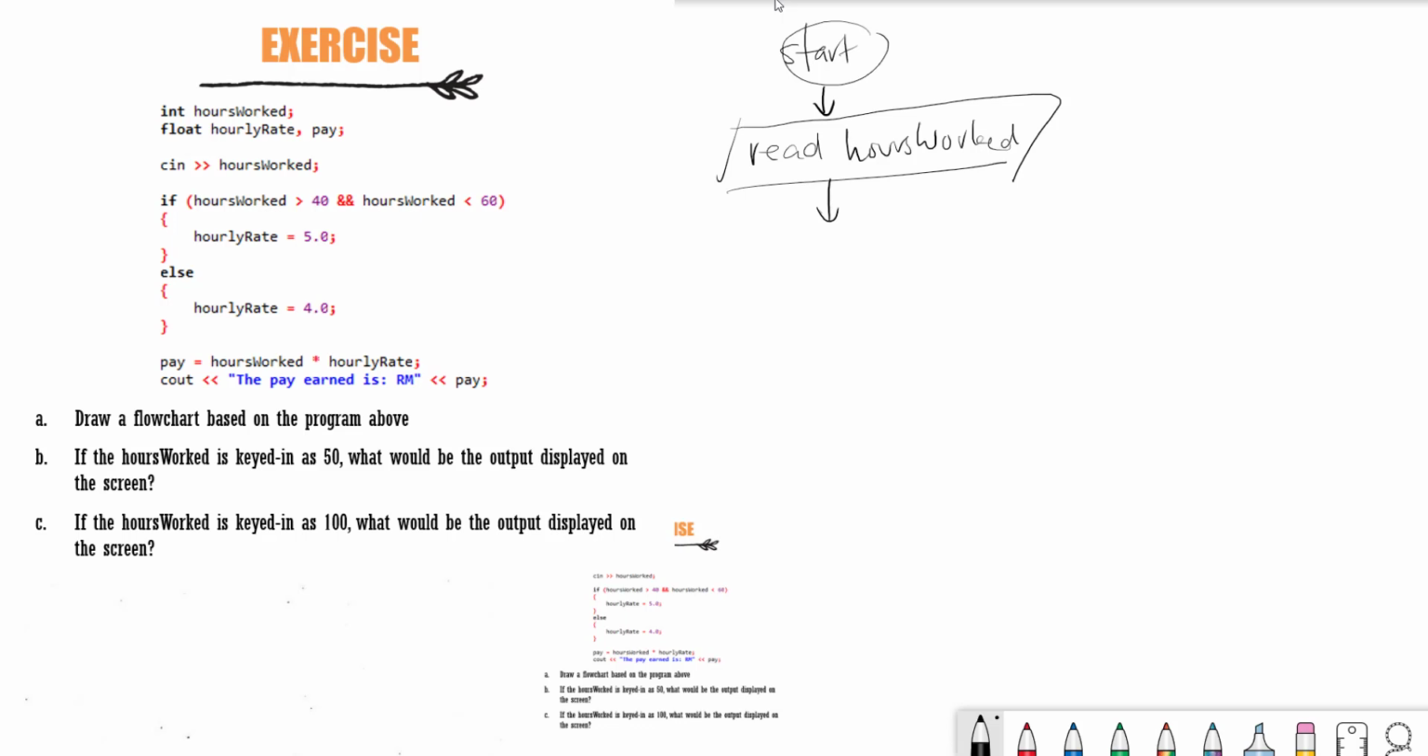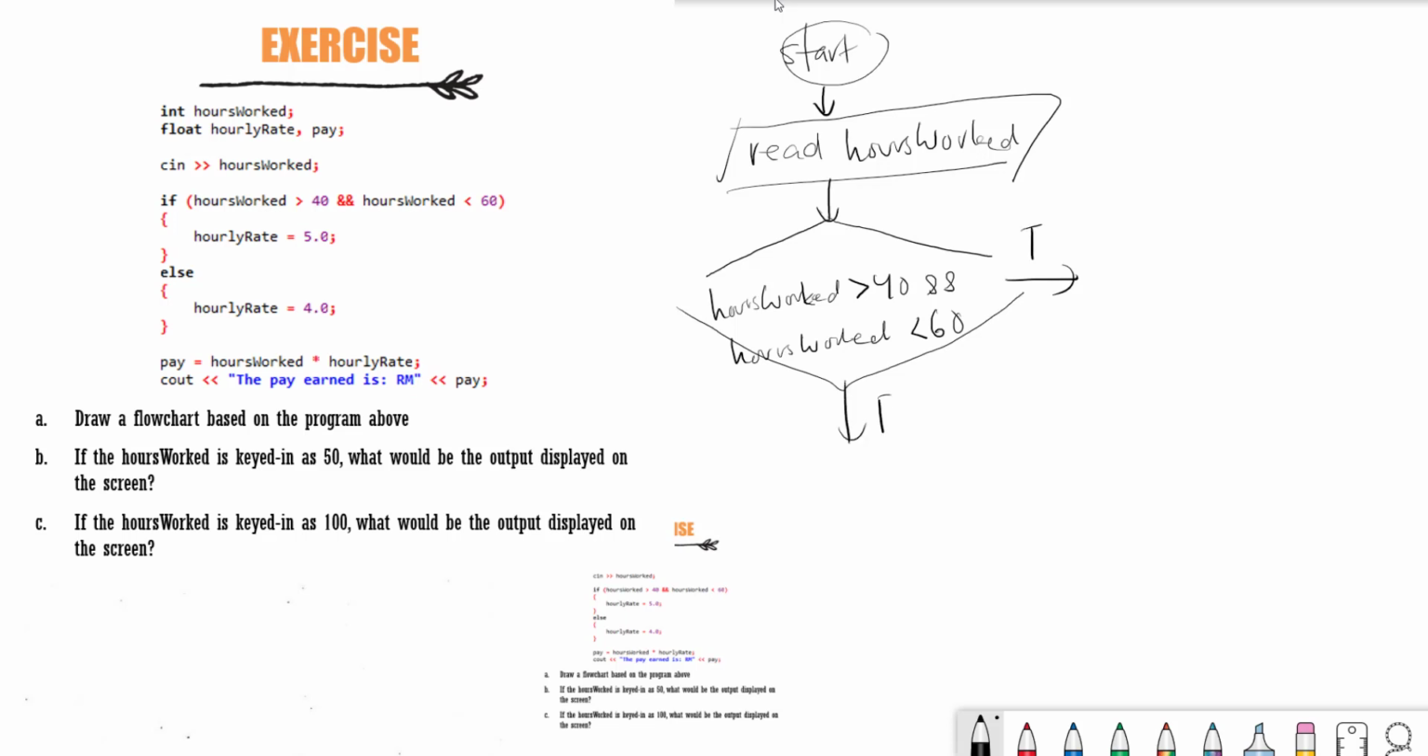After that, we'll notice that there is an if statement. Since it is an if statement, we need a diamond for this, since we have a decision to make. So we have a condition. Inside here, we'll write the condition, which would be hours worked is more than 40 and hours worked less than 60. This can either be true or false.